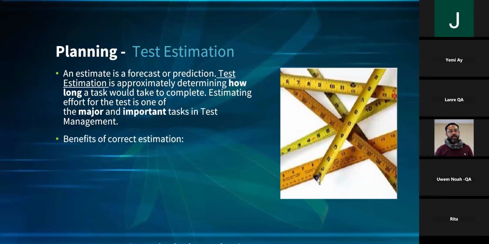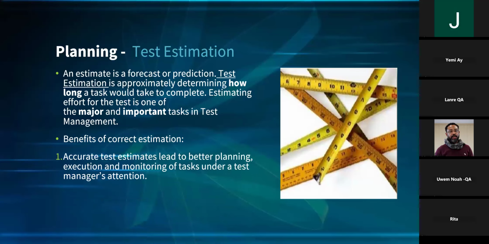What are the benefits? 1, accurate test estimation leads to better planning, execution, and monitoring of tasks under test management. So it will lead to better testing. You are able to plan better as a test manager. You have an understanding that this is what is going to happen. This is how we are going to test it. This is how the execution phase is going to be. And you can monitor them.